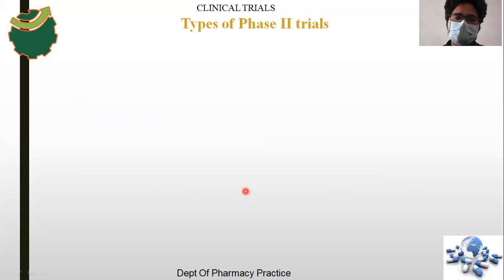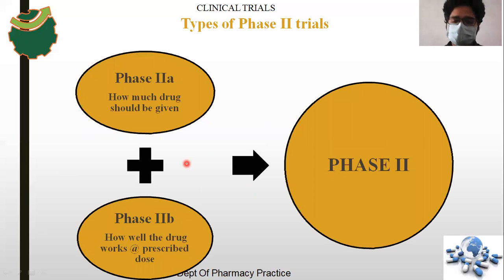Next, types of phase 2 trials. So when we see the major objective of phase 2 trials, it was to get the therapeutic efficacy of the trials. So here we have to consider two things, right? First one is how much drug should be given to see the efficacy, and how the drug is showing its effects at a certain dose.